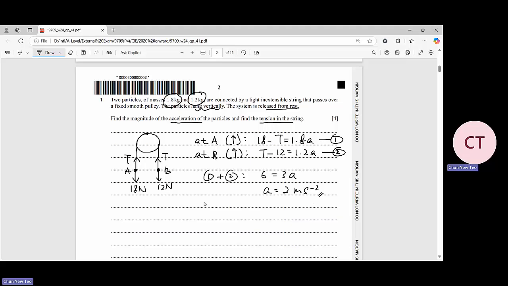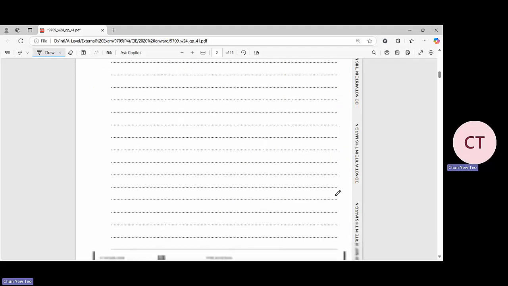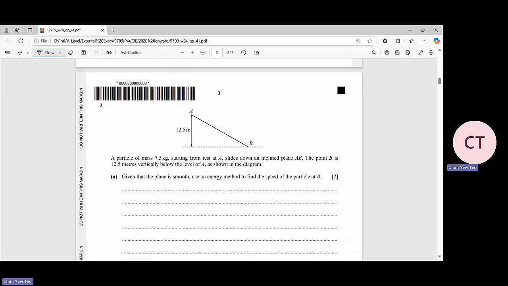Then after that, we want to find the T, the tension. You can just substitute a equal to 2 into either equation 1 or equation 2. Over here, I choose equation 1. Then my T will be 18 minus 1.8 times 2. Just press a calculator, then you get 18 minus 3.6, which is 14.4 Newton. Okay, done. That will be the answer for question number 1. So now we move on to question number 2.